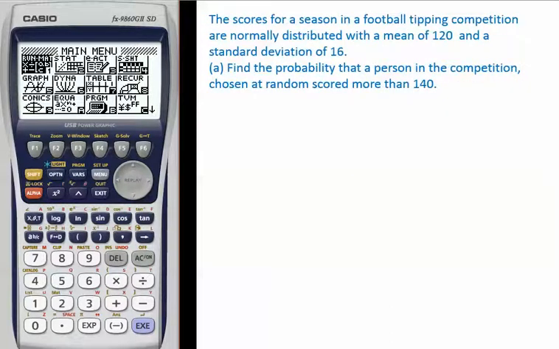The first part says, find the probability that a person in the competition, chosen at random, scored more than 140. In other words, they were better than average. But what's the probability they scored more than 140? Well, it's a good idea in these problems to draw a diagram. So if we draw a normal distribution of this, first of all thinking of that the mean is 120, represented by the Greek symbol mu, mu is 120, and the standard deviation represented by Greek letter sigma is 16.